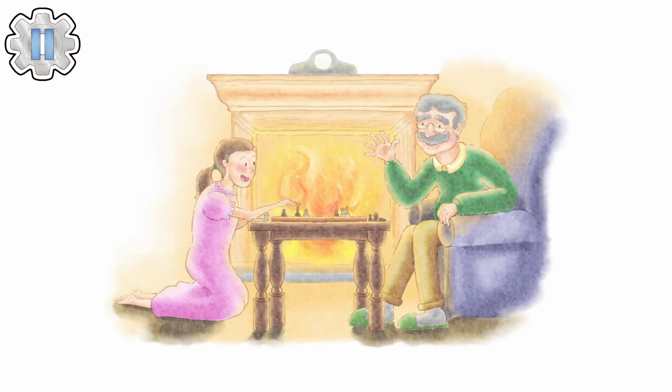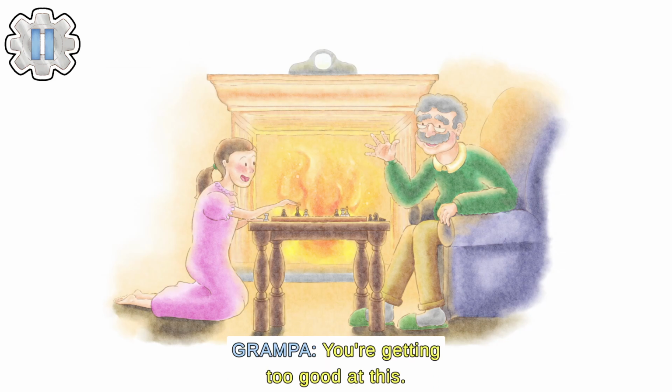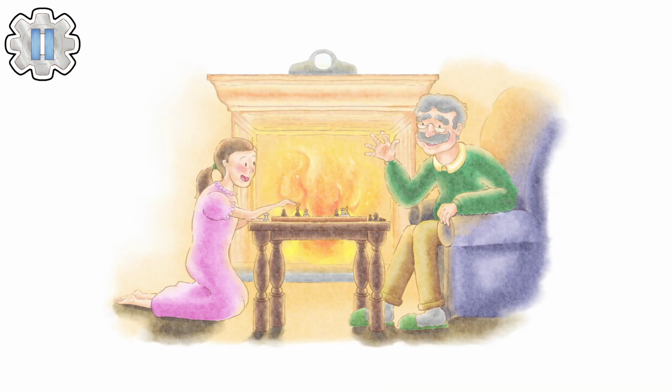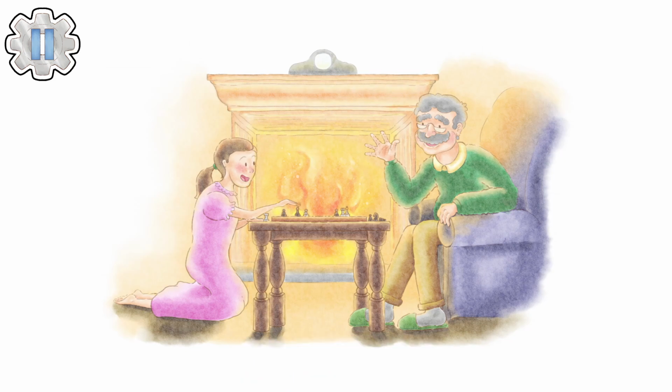A softly painted watercolor appears. Two characters are happily playing chess on a table by the warm glow of a fire. Oh no! Beat me again, have you? You're getting too good at this. A young girl with long brown hair tied in a ponytail, in a pink nightgown, kneels by the table with a smile of victory. I think you're letting me win, Grandpa. That was just too easy.